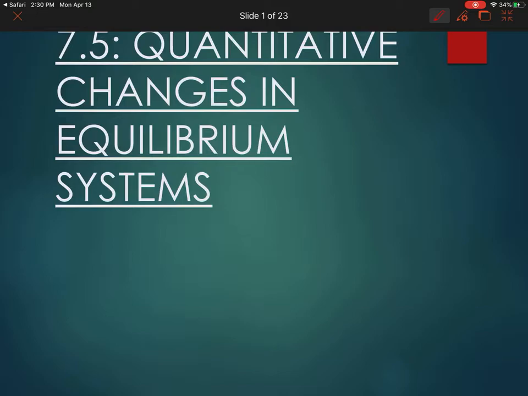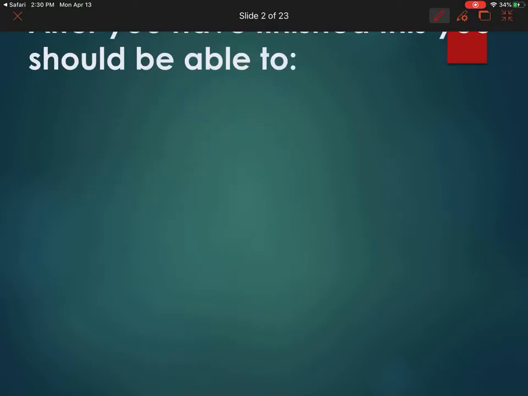Okay, so welcome to 7.5, Quantitative Changes in Equilibrium Systems. And this really is sort of a pivotal lesson.